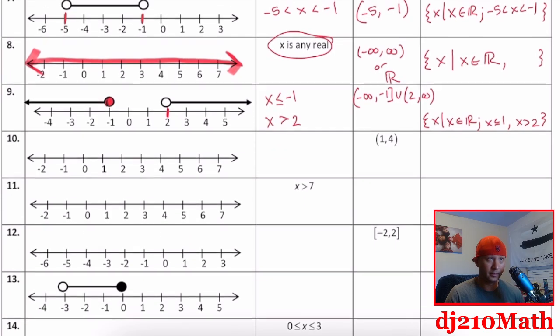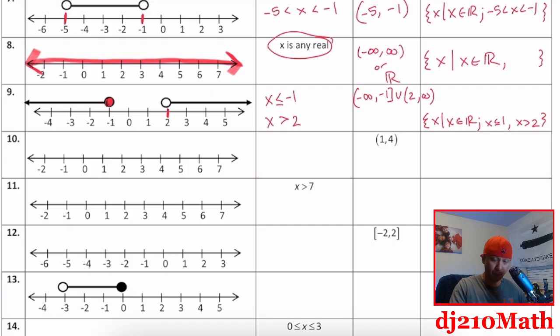Number 10. We have interval 1 to 4. So parentheses, so that means we do not include. So open circles on 1, open circles on 4, and everything in between.